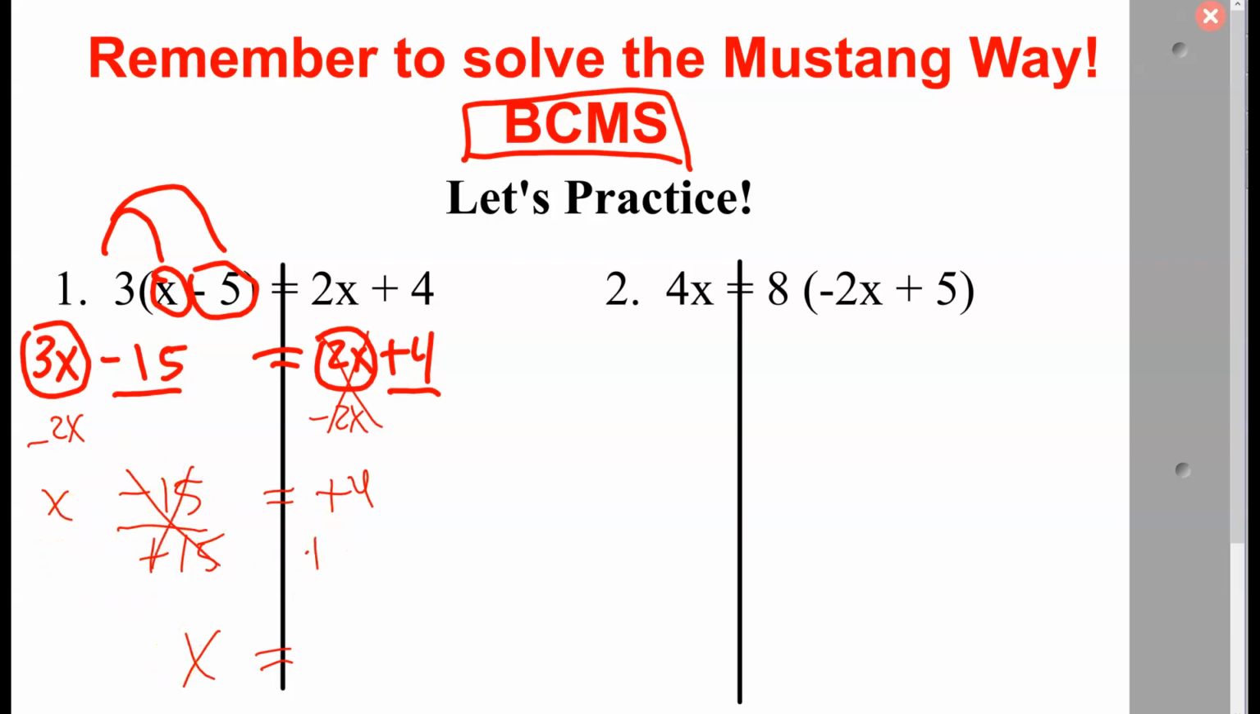We want x by itself. I'm going to add 15 to this side. And I have a positive 4 plus 15. I get 19. That's my answer. Okay? So I solved. I did that last step there by solving.